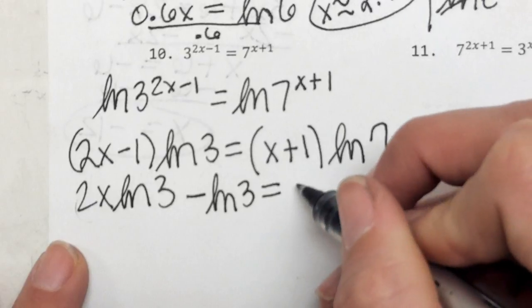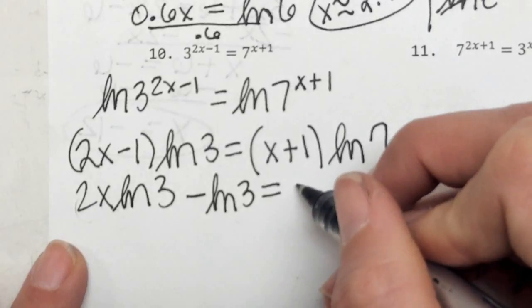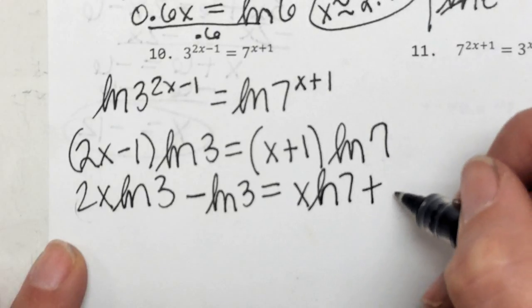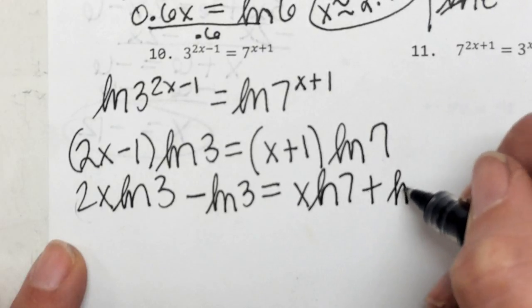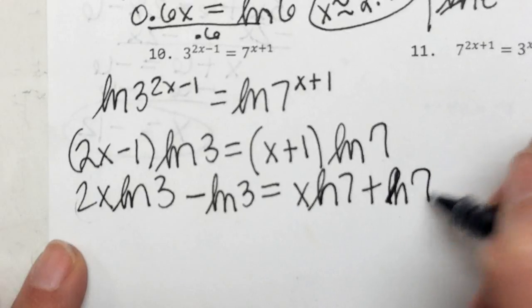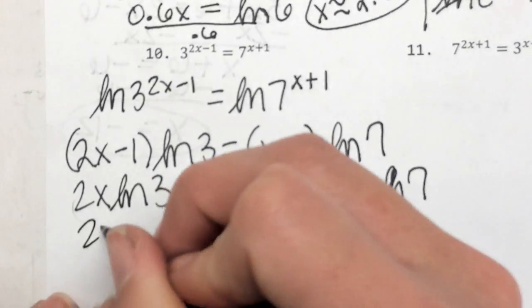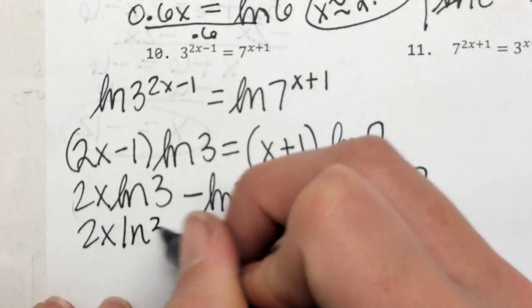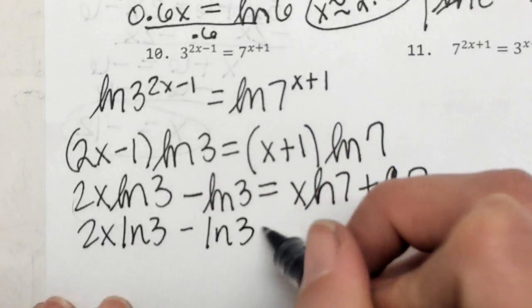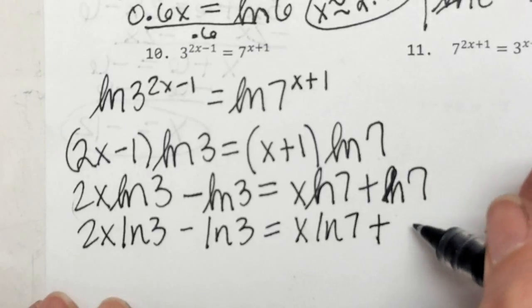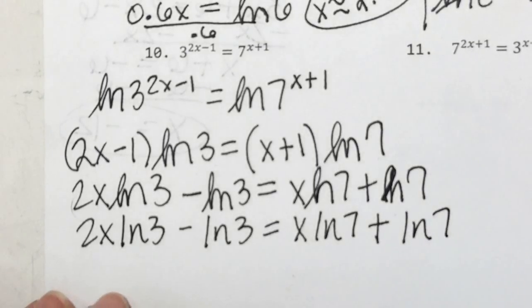And now let's split these up. Tell me how I'd write that. Good. Plus? Good. My lns are just looking terrible. I know. Let me rewrite that. It just bothers me. 2x ln 3 minus ln 3 equals x ln 7 plus ln 7.